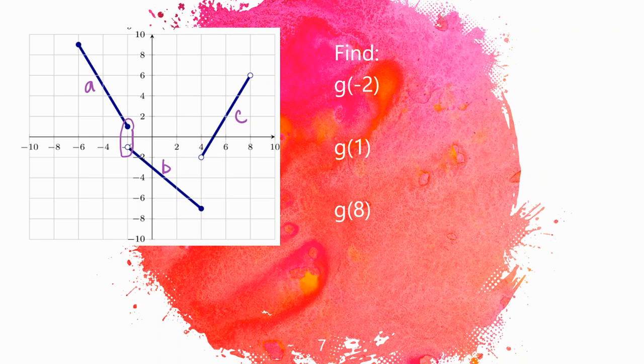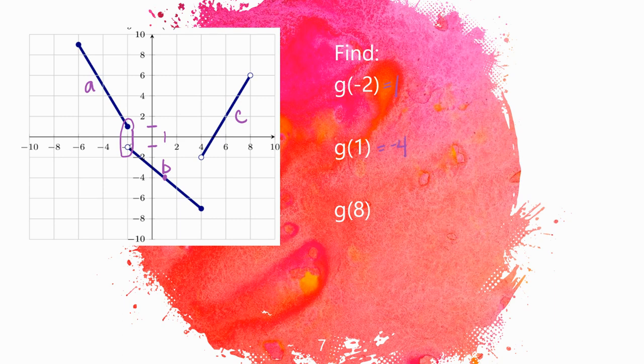So the question is, which one is it? Is it equal to 1 or is it equal to -1? Well, the closed circle means that it's equivalent and the open circle means that it's not equivalent. So in this case, the value of g of -2 is +1 because that's where the closed circle is. If we look at g of 1, that's over here, and we can just find that on the graph. That one's pretty easy. That's -4.